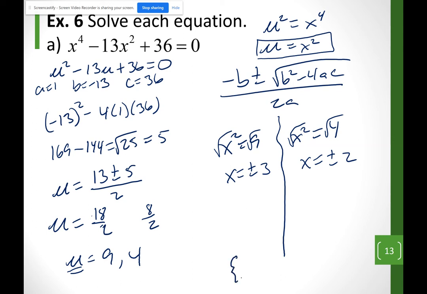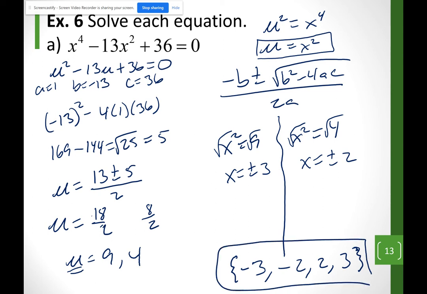So my solution set, let me write my negative answers first, starting from the smallest, right? Negative 3 is smaller than negative 2. And then 2, 3. One thing I will say is when we're solving for a variable, the highest exponent tells us how many answers we're going to get. Using the quadratic formula, we can only get 2. So that's why we have to replace something for u and then solve for u. Once we solve for u, we substitute it and then we solve for x.